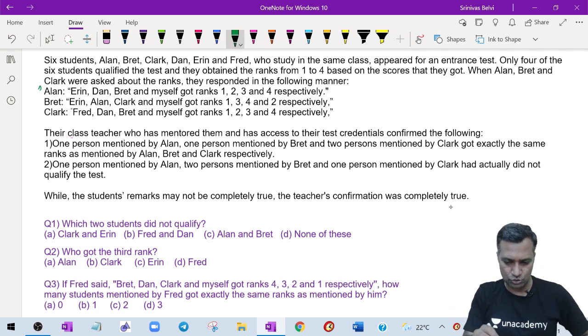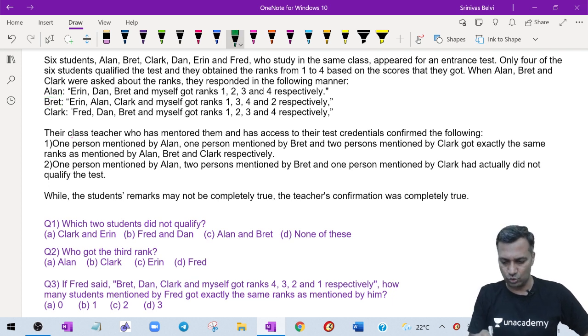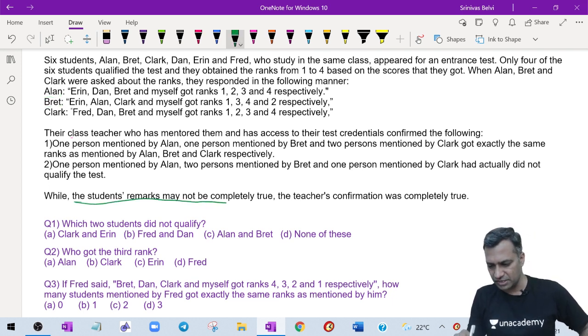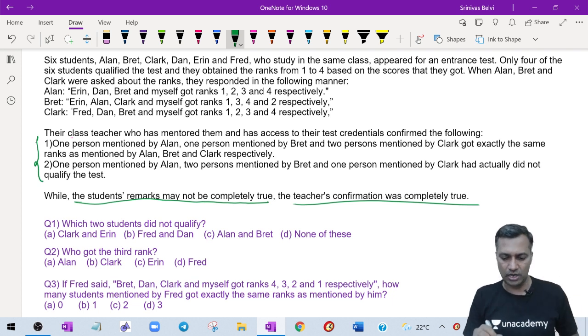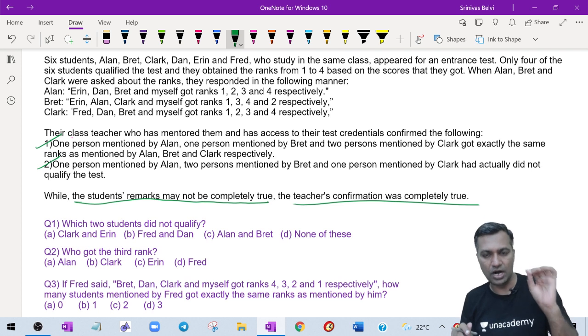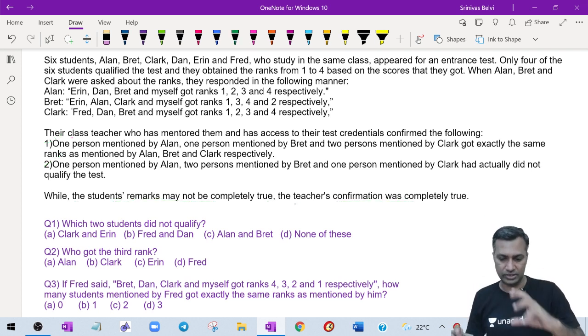These are the three students who made certain comments. Alan made a comment, Brett made a comment, Clark made a comment, but their comments need not be true, and that is what has been told in the last one. The students' remarks may not be completely true. However, the teacher's confirmation was completely true. The teacher made two statements, and these two are 100% true. That's what the author is trying to tell us.